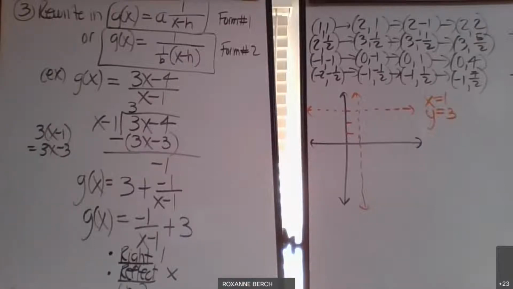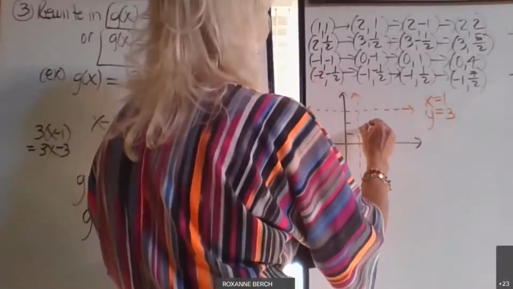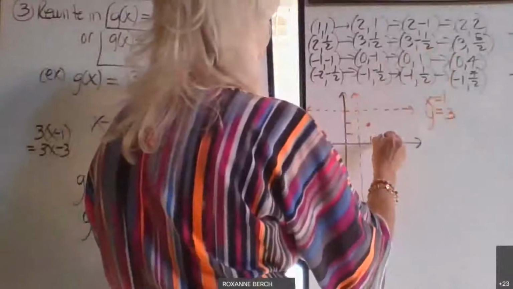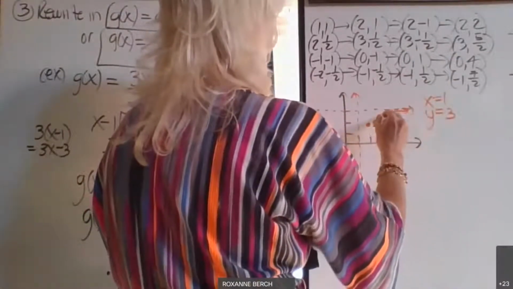Okay, so here we go. We're going to go right 2, up 2. We're going to go right 3, up 2.5. And we're going to draw our graph along the asymptotes.